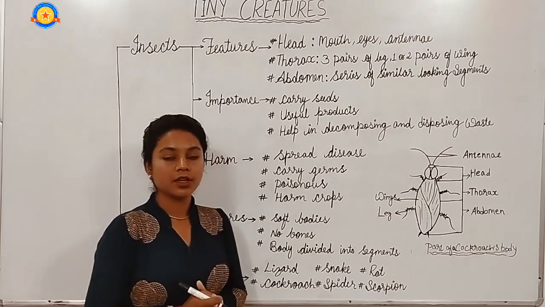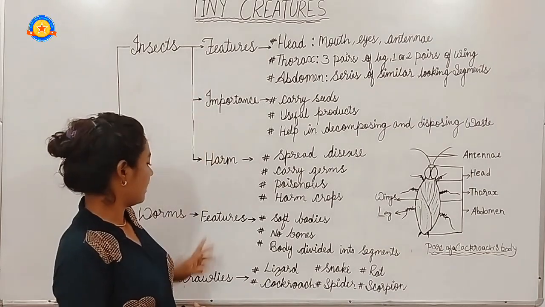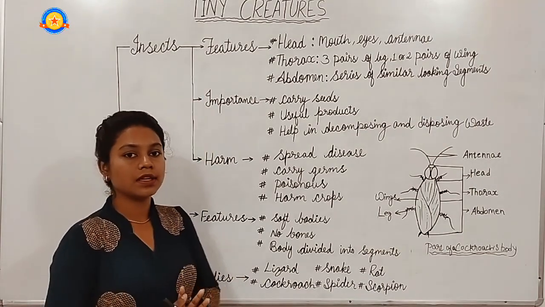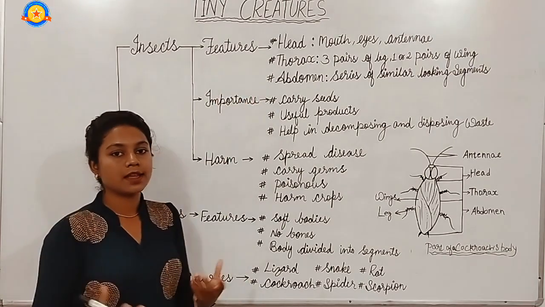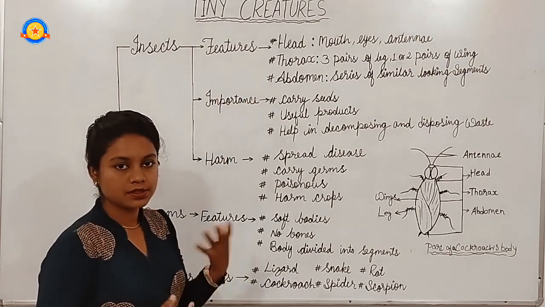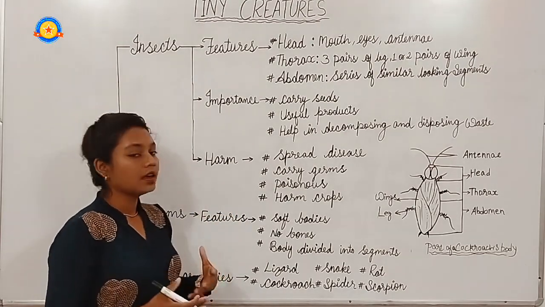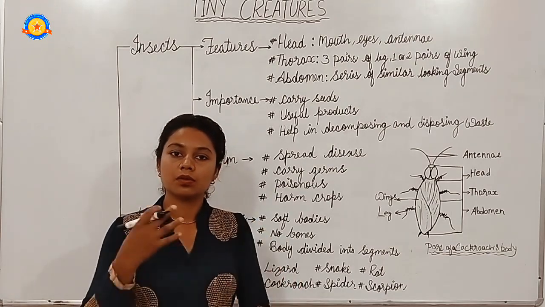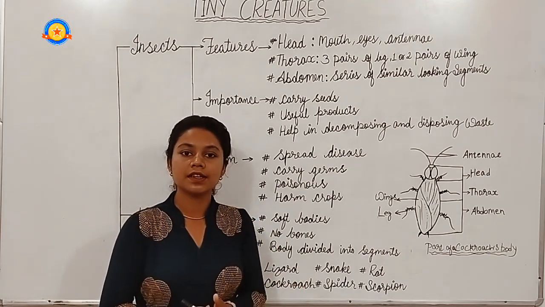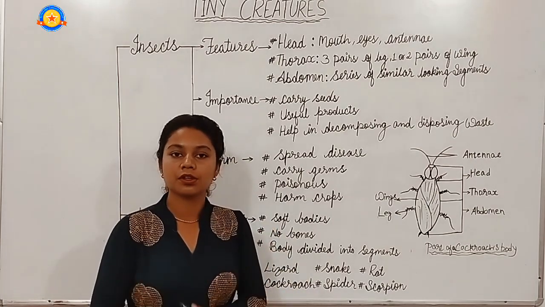So children, these are some insects and worms and the creepy crawlies, and we have talked about the features, the importance of insects, and we have talked about how they harm us. About this we have talked today. So whatever we have learned and discussed now, I hope you all understood.